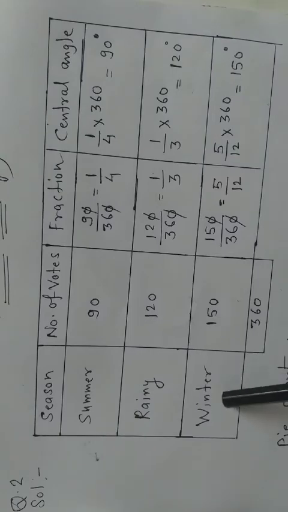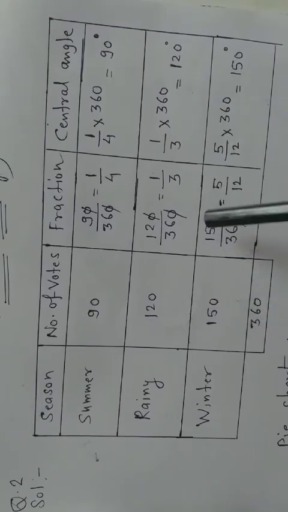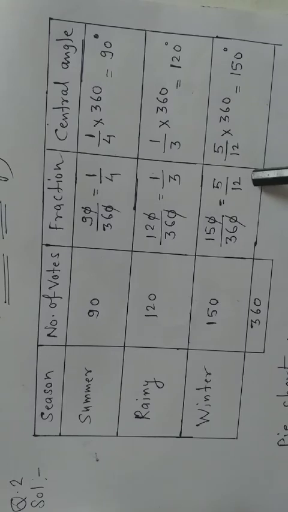Now in winter season, there are 150 votes in total, and in fraction form it will be 150 upon 360, where 360 is the total votes, and bring it to simplest form. 0 cancels out, and by the 3 table we cut. 3 fives are 15 and 3 ones are 3, 3 twos are 6. So the fraction is 5 by 12.